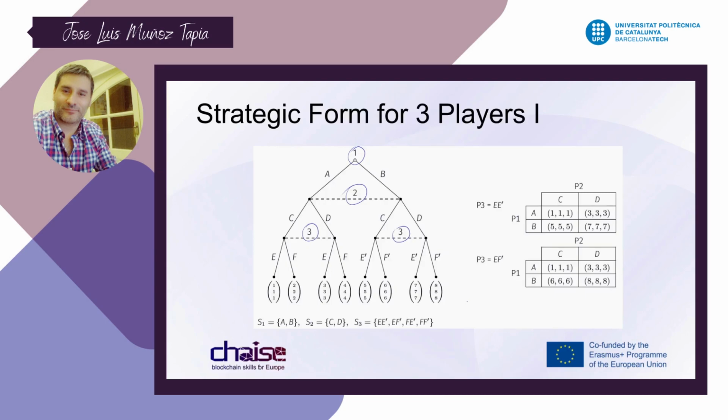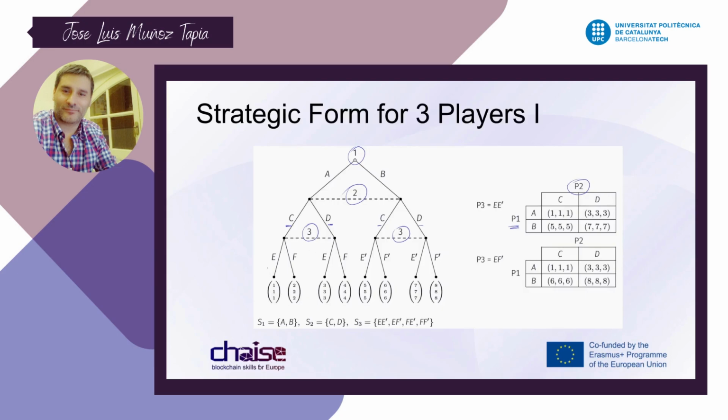So, let's analyze the game a little bit more and then see how to translate this to the strategic form. The strategy set of player one is just A and B. It is the only thing that player one does: starts the game, plays A or B, and that's it. Player two can play C or D, but player two doesn't know the previous movement of player one.